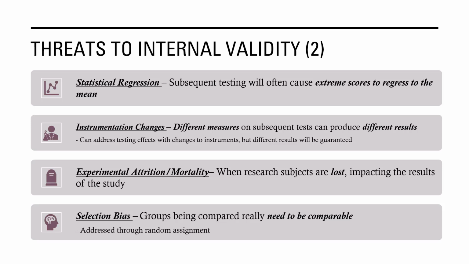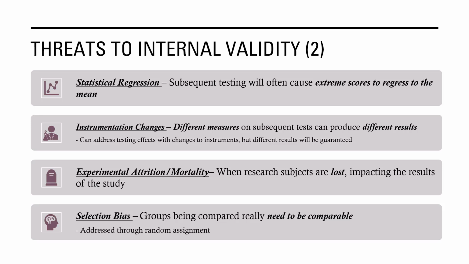It recognizes that different measures on subsequent tests can produce different results. Okay, another big type of threat to internal validity is experimental attrition. This is when people drop out of a study. In some extreme cases, during the course of a research study, people may pass away. Okay, they may pass away naturally, especially if you're doing research among older adults. But in most cases with research, it just refers to the fact that people will sometimes drop out of research studies. But when research subjects are lost, that can impact the results of a study.